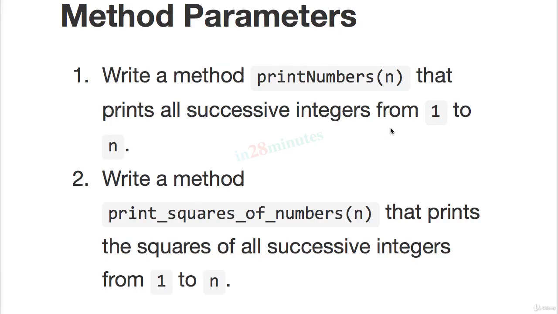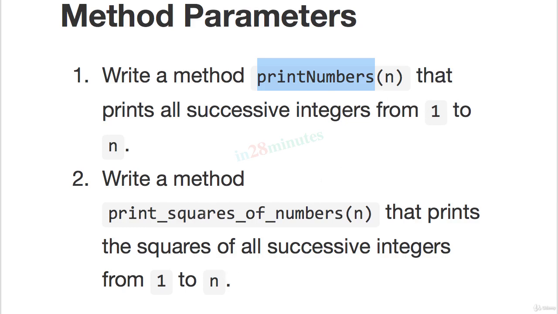Welcome back. In this video, let's look at a few exercises related to the method parameters. The first one is to write a method called print numbers that would print all successive integers from 1 to n. There is a simple catch over here. There's a small mistake that I did. Try and catch it and write a method which would print numbers from 1 to n.